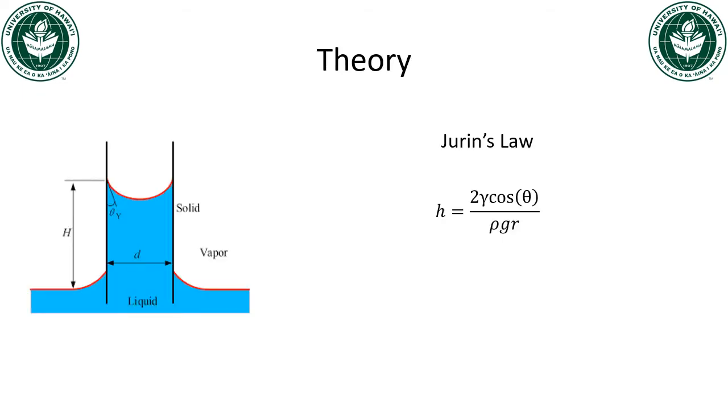So for the theory, I'm applying Jurin's Law. Jurin's Law relates the capillary height to the surface tension, contact angle, and the radius of the tube. And I'm going to be utilizing that to not only back calculate the radius, but also to calculate the contact angle.